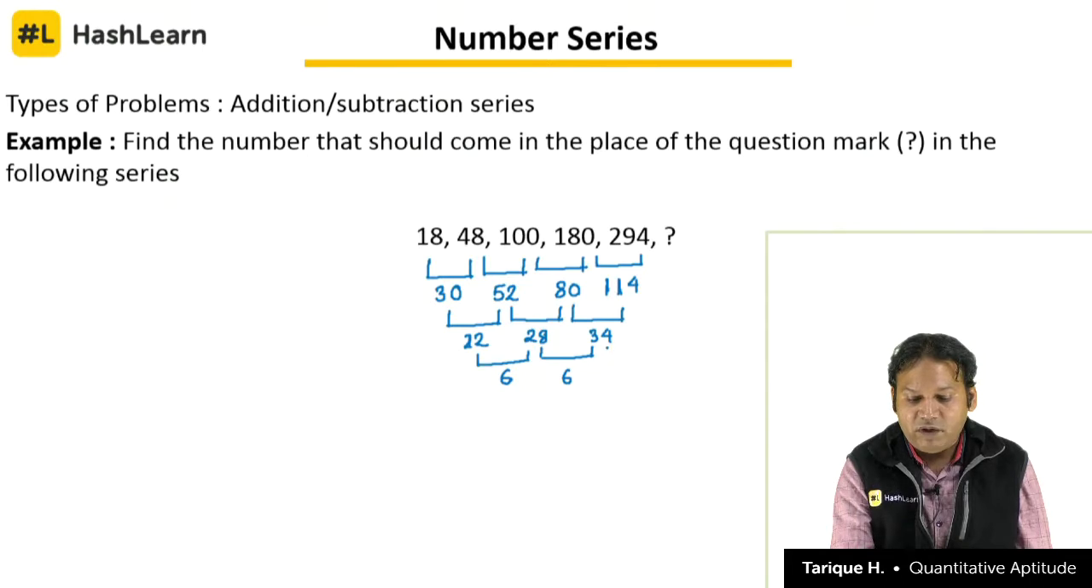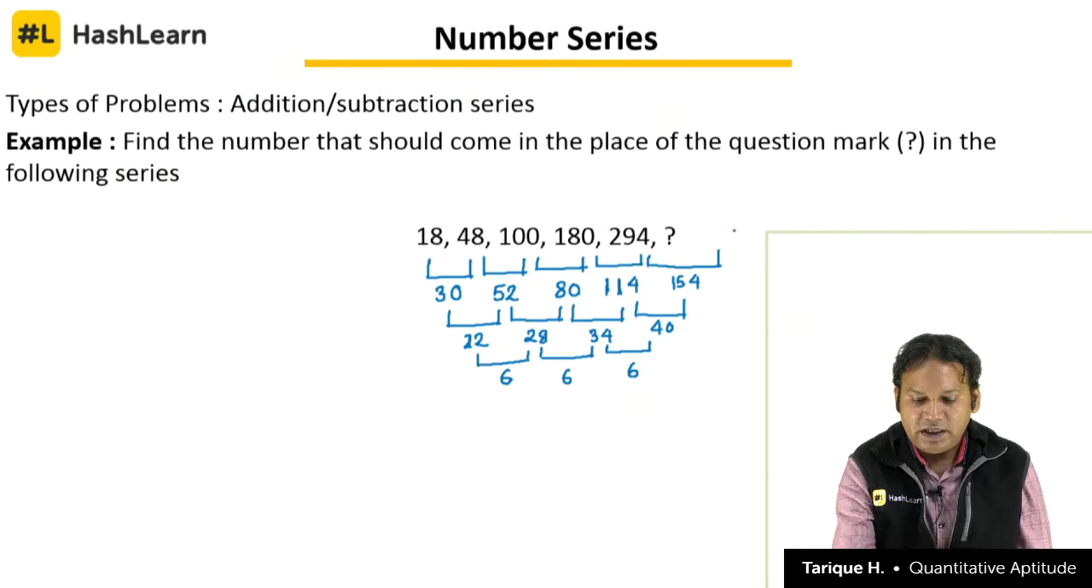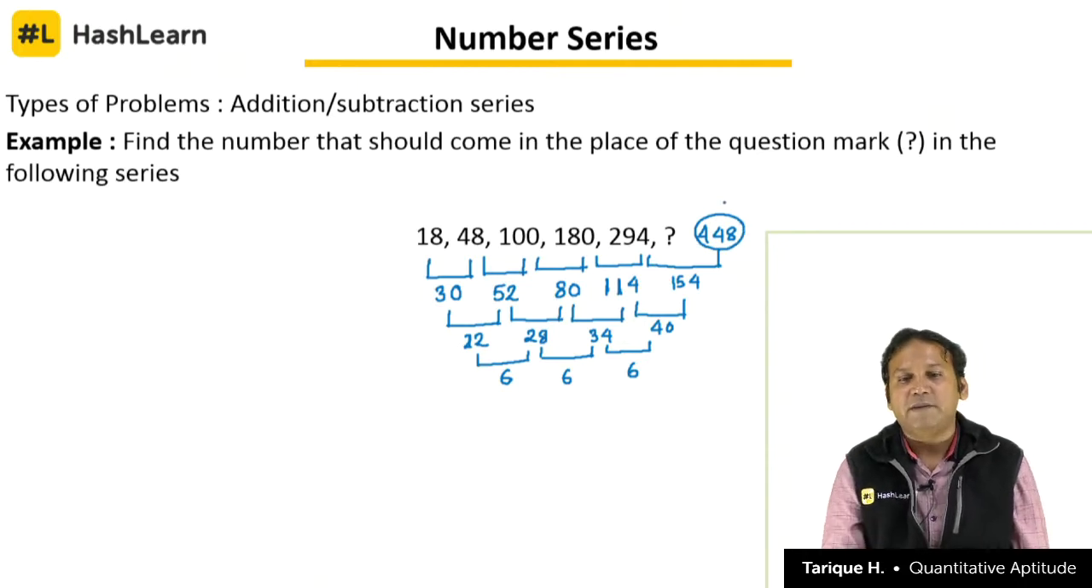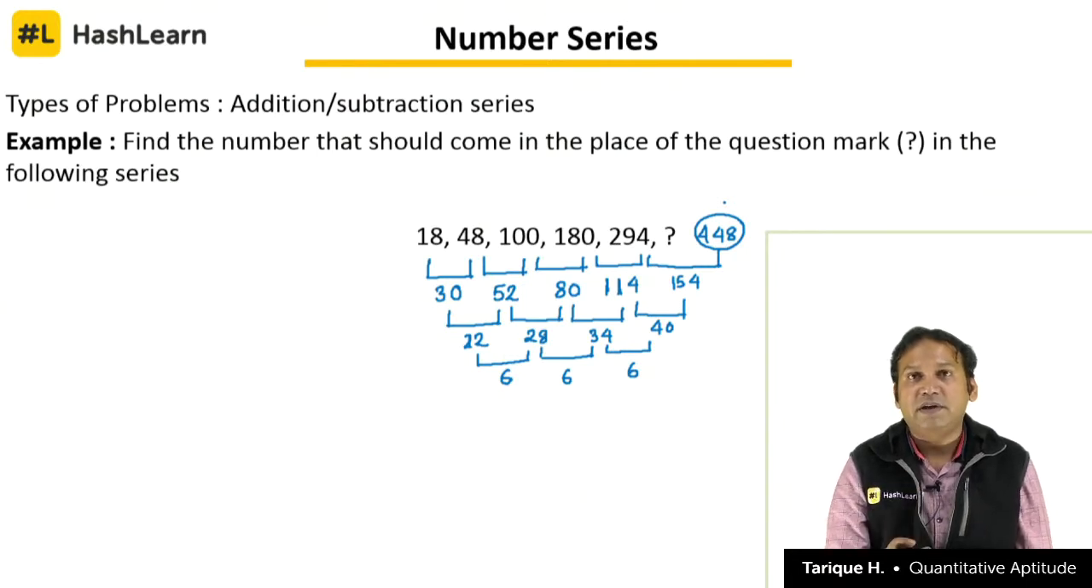So if you have to work our way upwards, 34 and 6, that is 40, and 114 plus 40 is equal to 154, and then finally 294 plus 154, that is 8 and 4 and 4, so the value is 448. What number should come in the place of the question mark? The answer becomes 448. Just observe carefully.